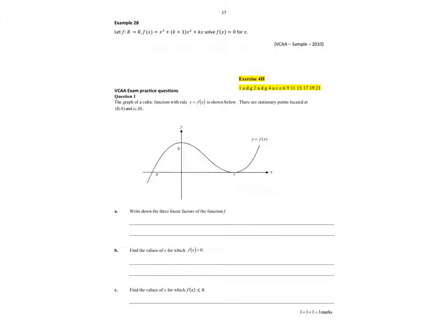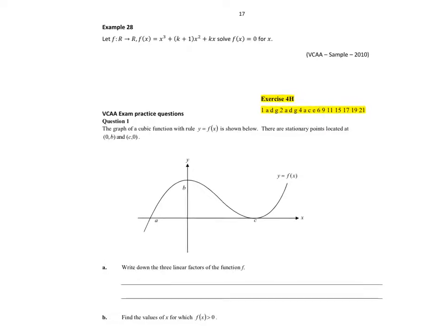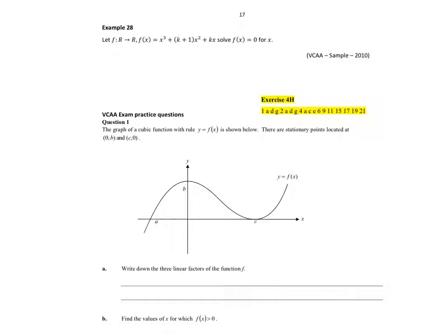Last one here. Give yourself a bit more room. So what have we got? Solve f of x equal to 0. All right, so I need to solve x cubed plus k plus 1 x squared plus k x equal to 0. So we take x out as a common factor. I've got x squared plus k plus 1 x plus k equal to 0.